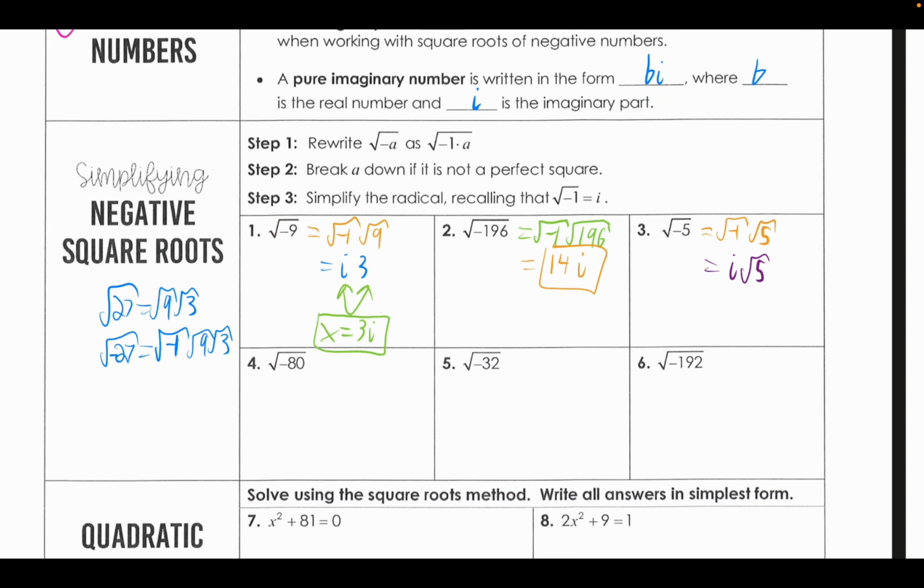Now note, I didn't write square root of 5 times I, whereas before, on numbers 1 and 2, I wrote the I last. The exception comes in when there's radicals. Radicals come after I. And we'll see this on our next problem as well, on number 4.